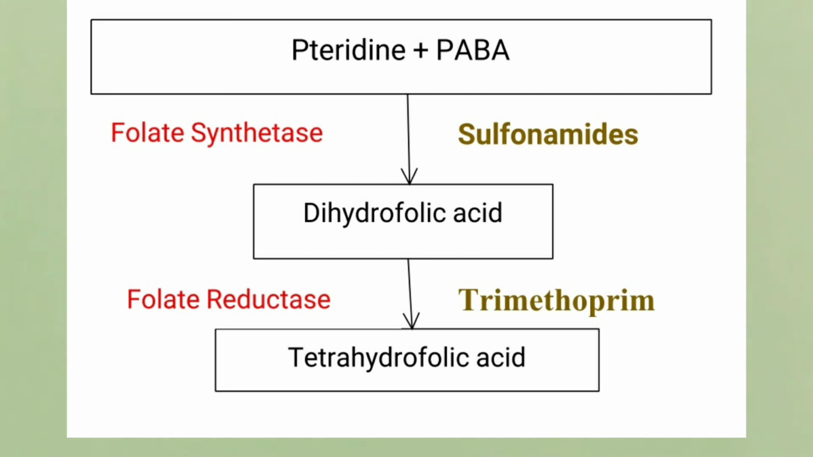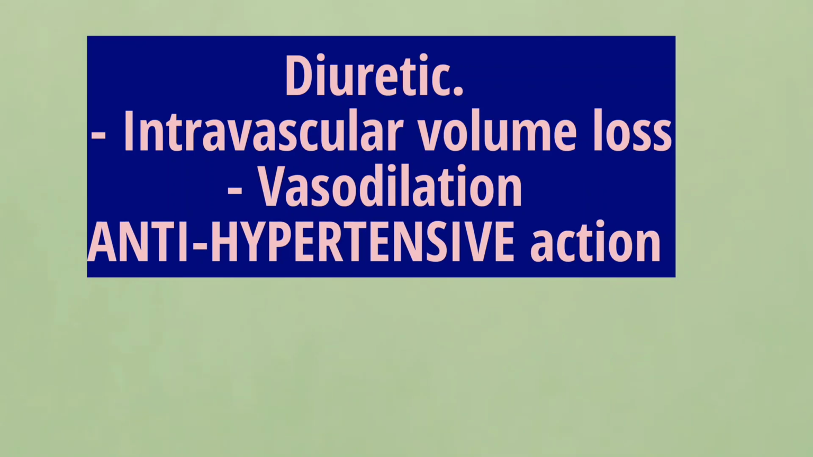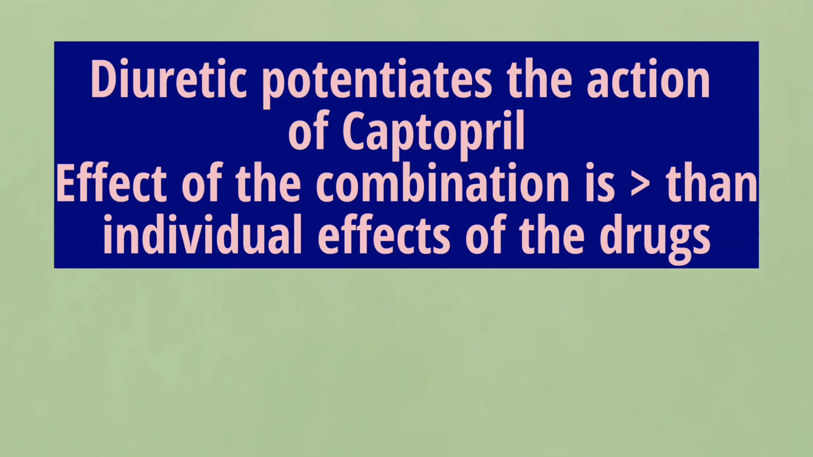The next example, combination of captopril, which is an ACE inhibitor, with a diuretic. Captopril, by inhibiting the ACE enzyme, inhibits the formation of angiotensin II, which is a vasoconstrictor, thereby causing vasodilatation. They also inhibit aldosterone synthesis, which is responsible for the loss of water and electrolytes. Hence, captopril, by causing vasodilatation and loss of water and electrolytes, causes a fall in blood pressure and acts as an antihypertensive agent. Diuretic exerts an antihypertensive effect due to intravascular volume loss, and secondly by vasodilatation, which is a long-term action. Therefore, diuretic and captopril, by acting through different mechanisms, produce an antihypertensive effect, and the effect of the two drugs is potentiated, and the combination therapy is greater than the sum of the individual effects of the drugs.